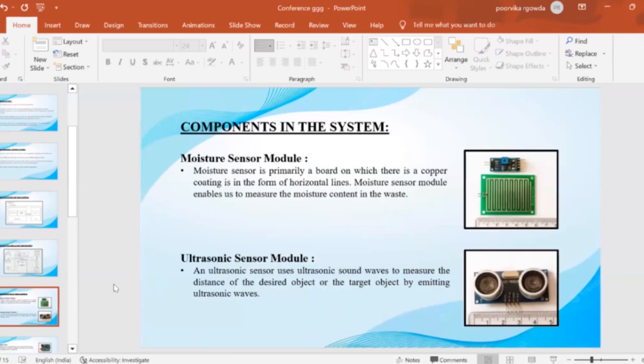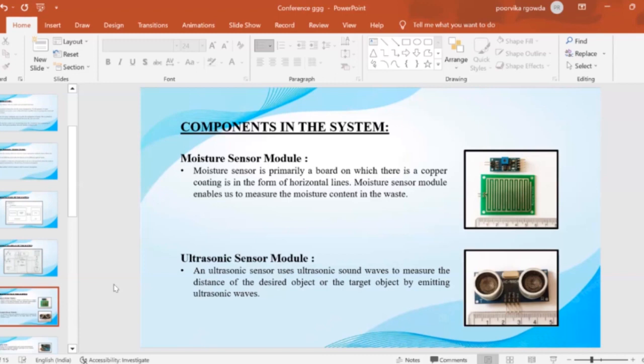Next, we have the components of the system. The major components are the moisture sensor module. The moisture sensor is primarily a board on which there is a copper coating in the form of horizontal lines. The moisture sensor module enables us to measure the moisture content in the waste. So this is basically used for detecting the moisture content in the waste.